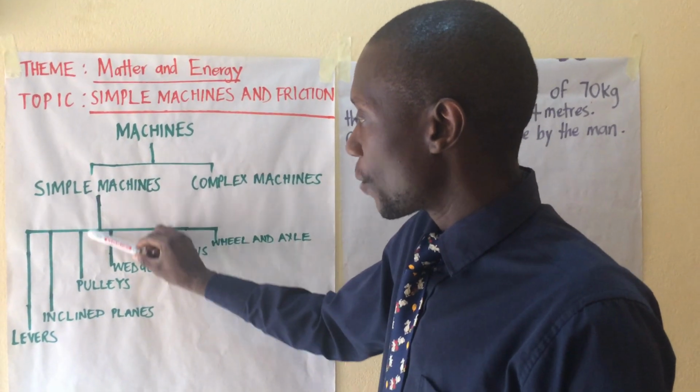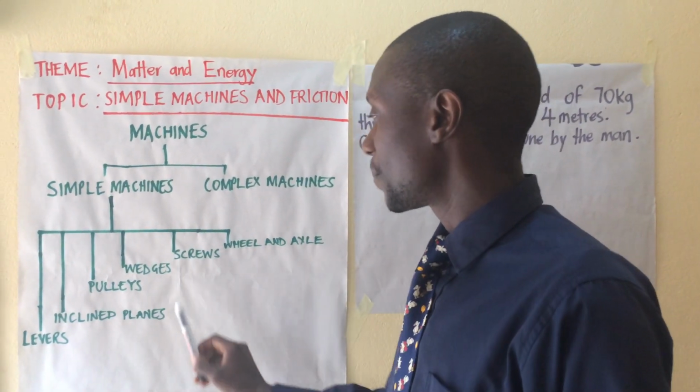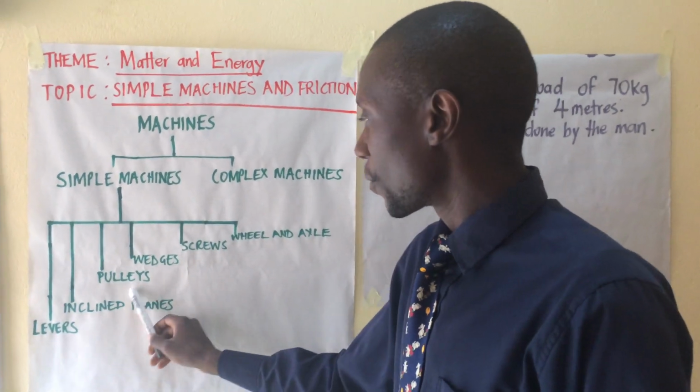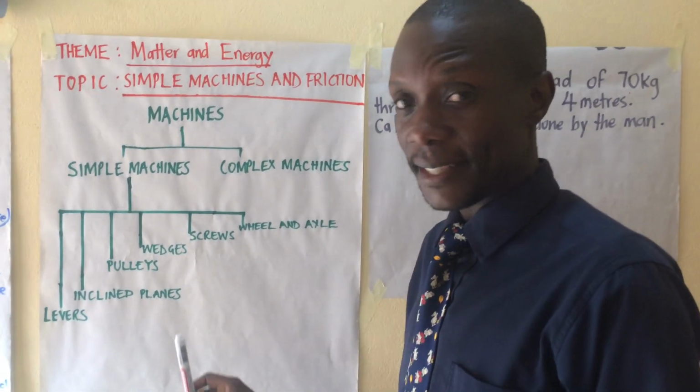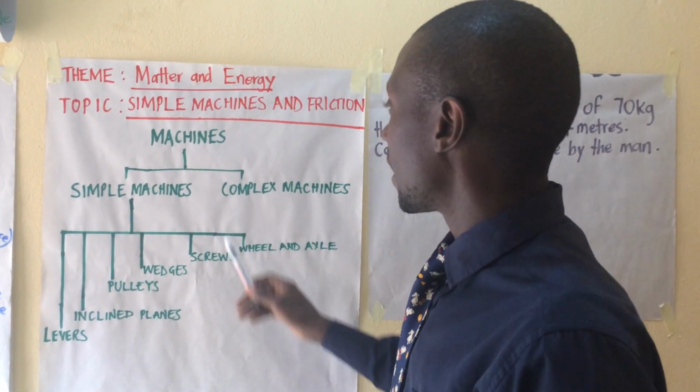Simple machines, we have got these 6 groups, and for each group we shall give it a segment. Make sure you look for those videos.